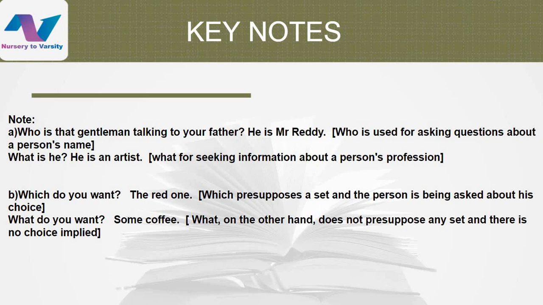Next one, which and what. Which is generally used as it presupposes a set of choices, or again, as I said earlier, which is used when you have a group of options with you. But what is used when you ask a generic question. For example, which do you want? The red one. Here maybe the speaker has red, green and blue, and the responder said the red one. That is the case where we use which. And when it comes to what do you want? Some coffee. So the answer could be some coffee, some tea, some green tea, anything. Here we don't have any predefined choices.